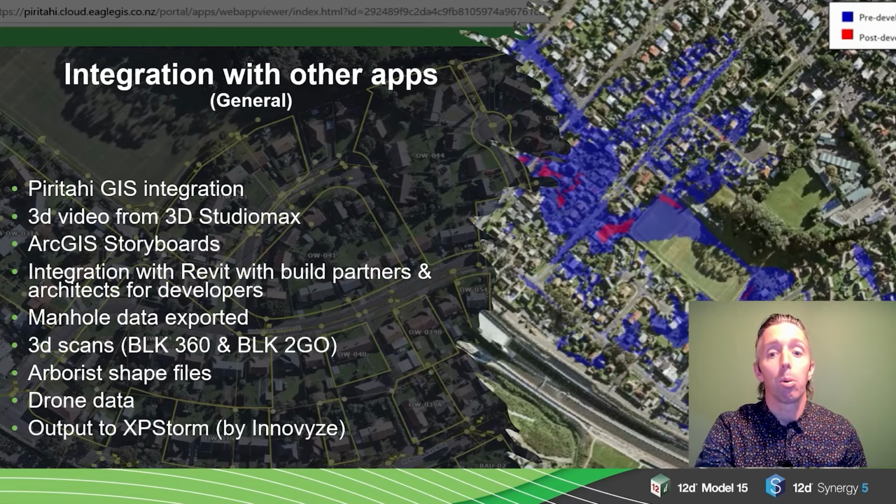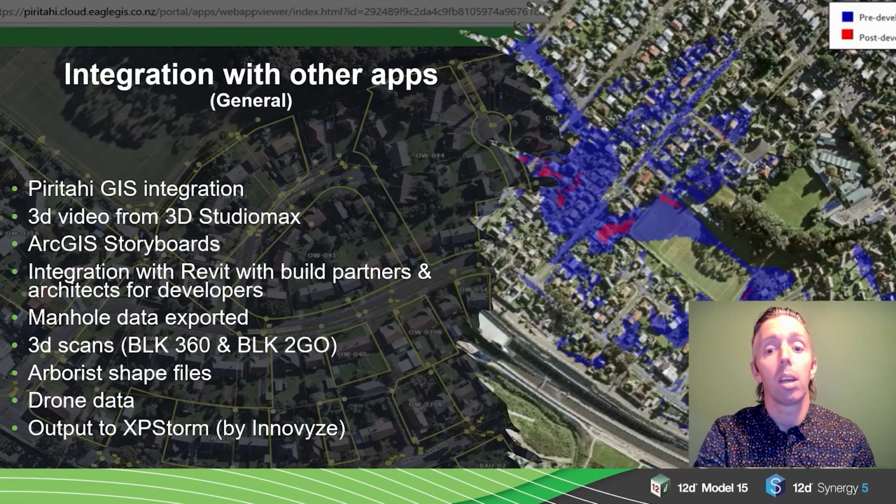Manhole data was exported for structural engineering design. 3D scans were completed using the BLK360 and the BLK2GO. Arborist shapefiles for their own in-house GIS system were used. Drone data was used, and output to XP Storm by Innovyze for flood modeling.